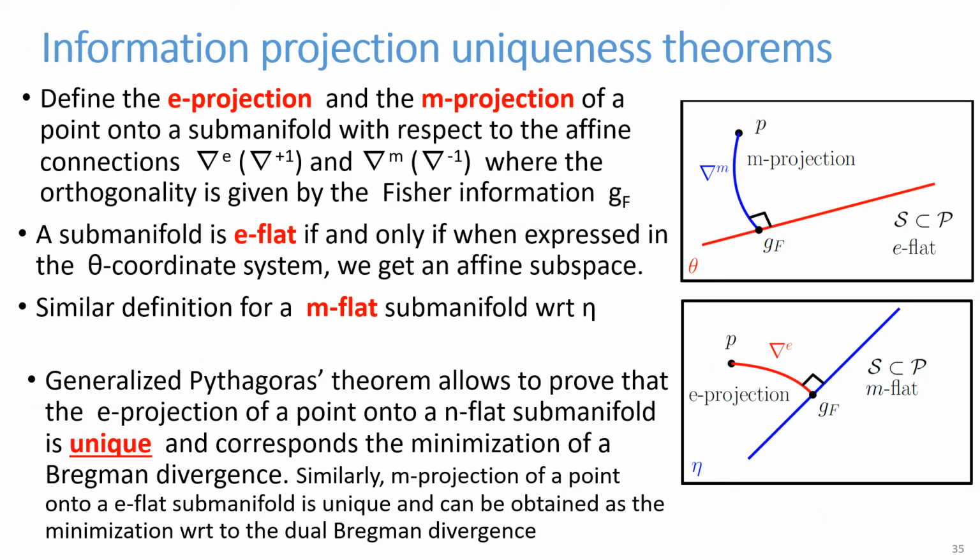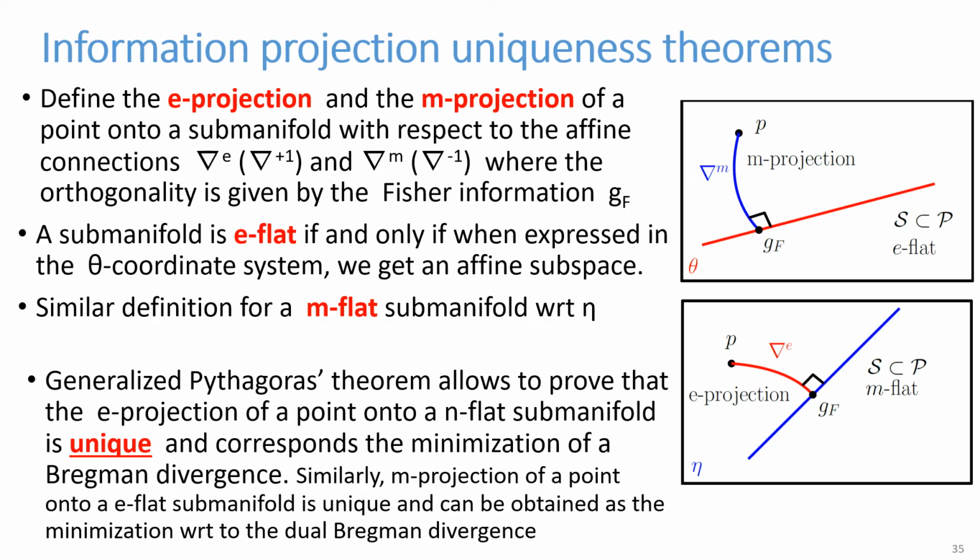In optimization problems, we seek to characterize whether the solution is unique or not. The generalized Pythagoras theorem will prove useful to demonstrate the uniqueness of information projections in special cases. Define the E projection or exponential projection of a point P onto a submanifold S by considering the E geodesic passing through the point P, which is orthogonal to submanifold S.